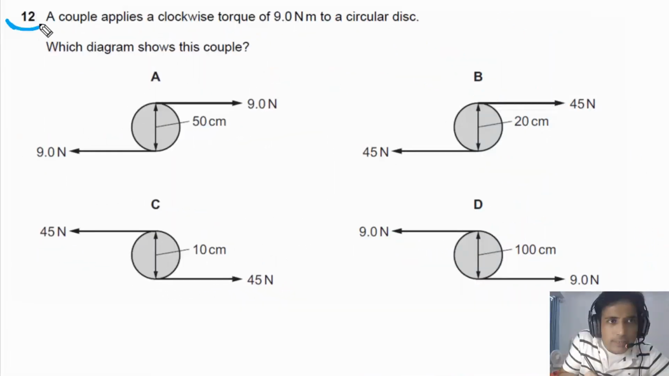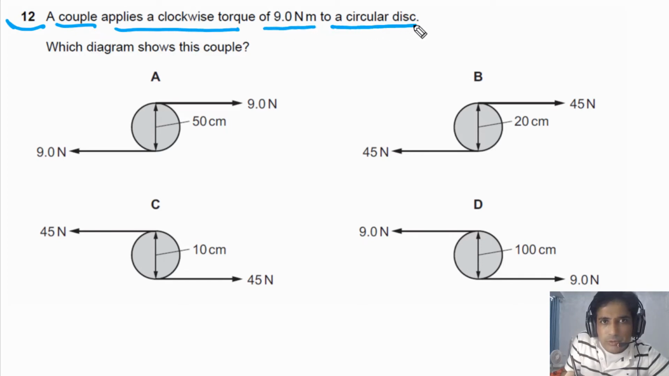For question number 12, it is given that a couple applies a clockwise torque of 9.0 newton metres to a circular disc. Which diagram shows this couple?